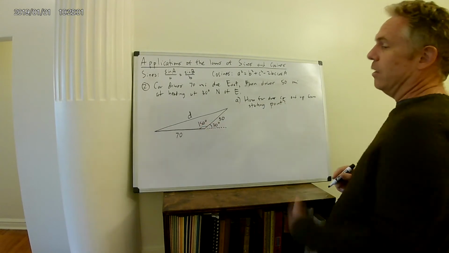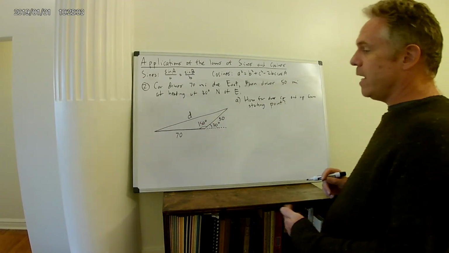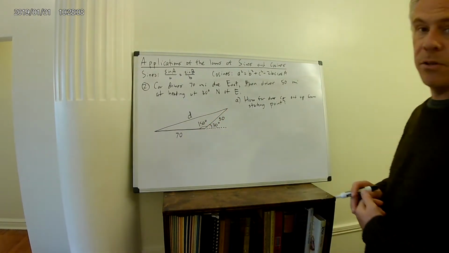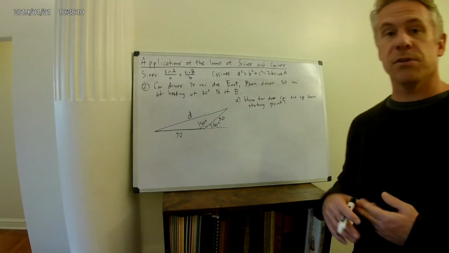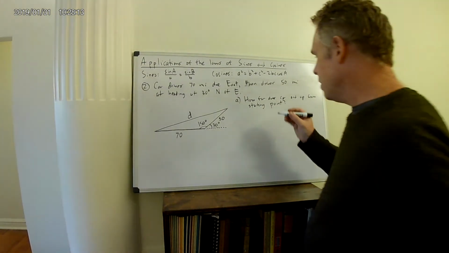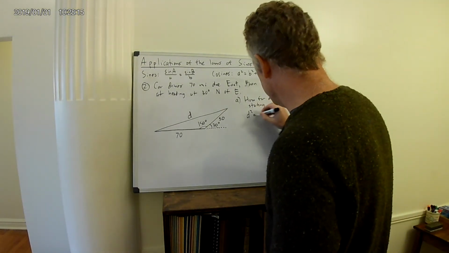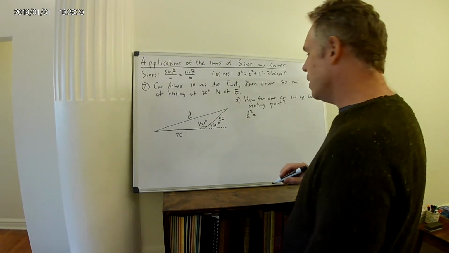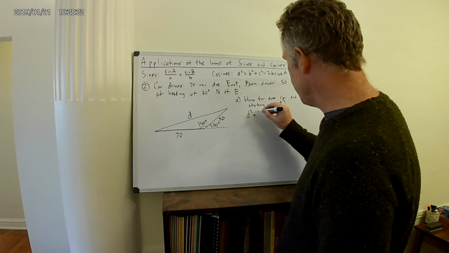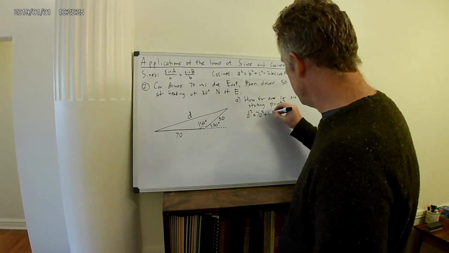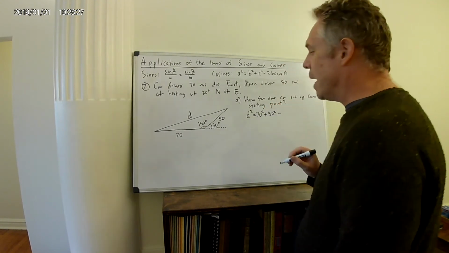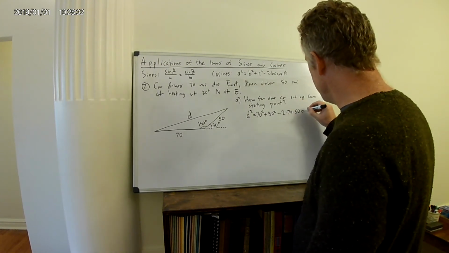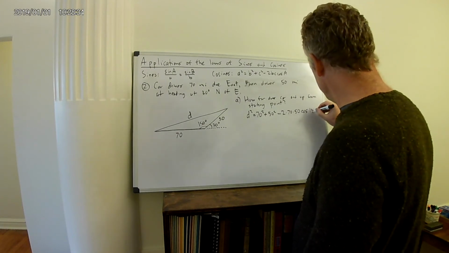So now I know this angle, and now I have an SAS triangle, right? I know this side, this angle, and this side. So I can now solve for D using the law of cosines. So this is an application of the law of cosines. Let's apply the law of cosines to side D. D squared equals the sum of the squares of the other two sides, 70 squared plus 50 squared, minus 2 times 70 times 50 times the cosine of 150 degrees.